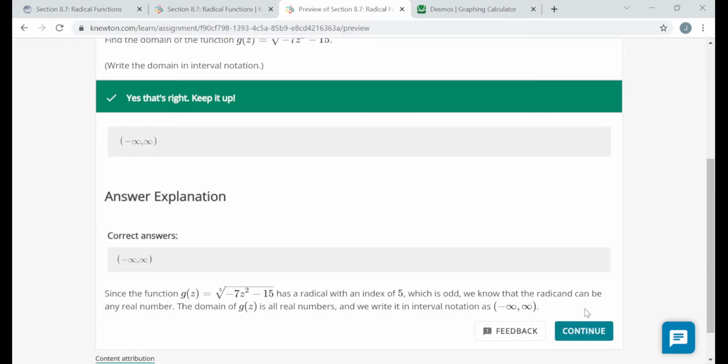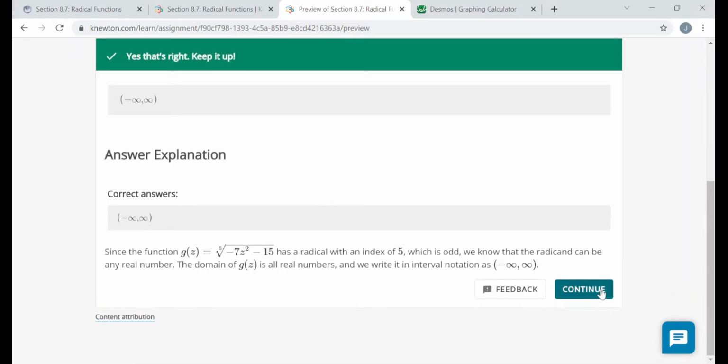Now, of course, there's also the fact that you can't divide by 0, right? If you ever see a denominator that could be 0, you might have to restrict the domain, but I don't think they're doing that to us in this particular assignment.